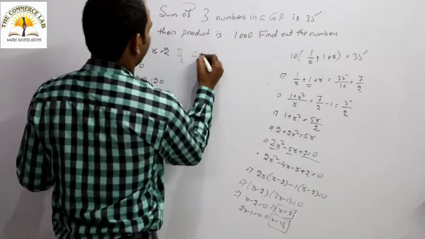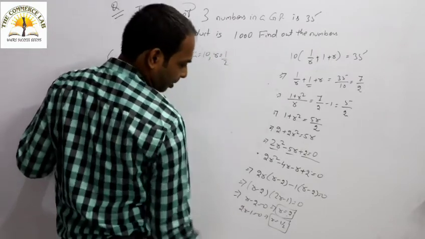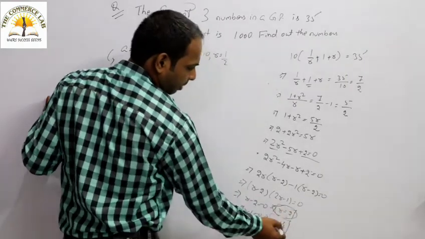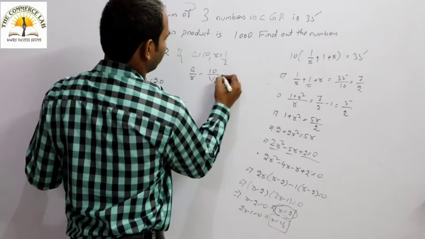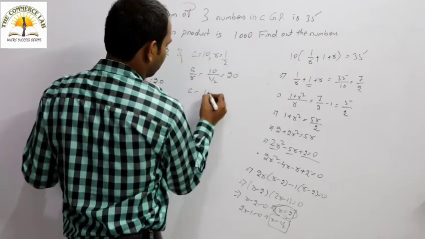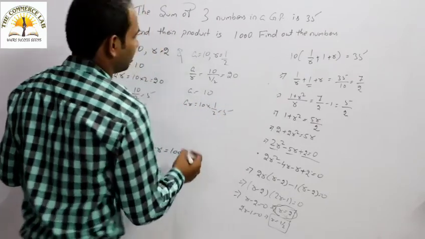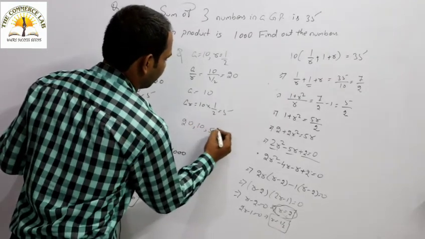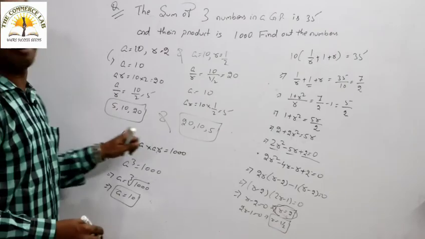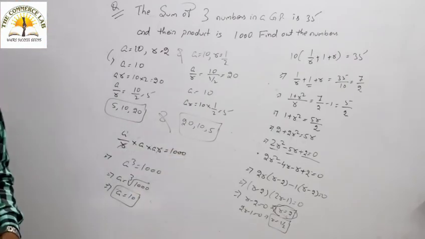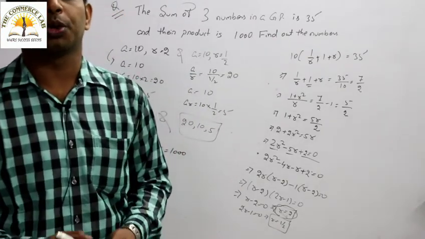And if the value of A is 10, R is 1 by 2, then A by R is equal to 10 by 1 by 2, which is 20, A is 10, AR is 10 into 1 by 2, 5. Then the series becomes 20, 10, 5. Okay. So the numbers are 5, 10, 20 or 20, 10, 5.